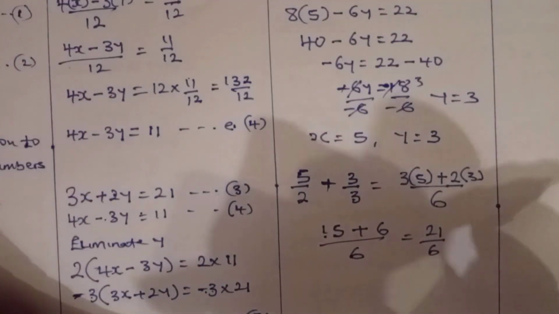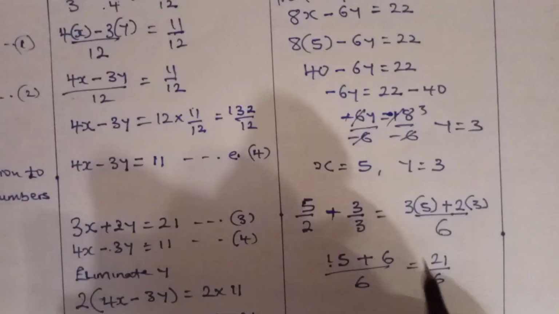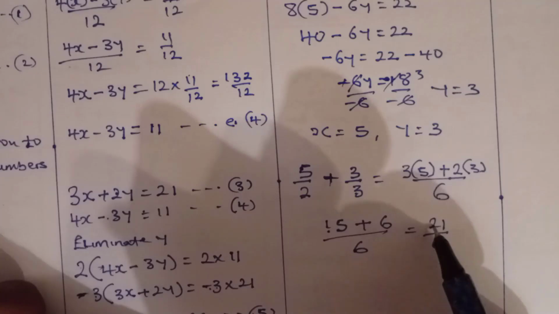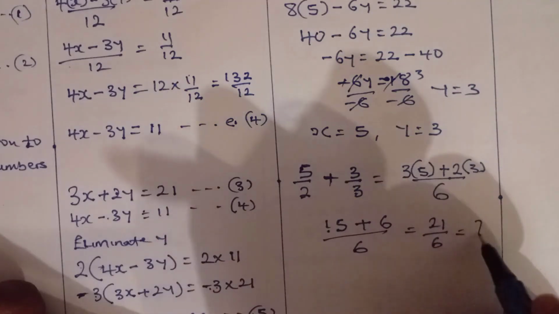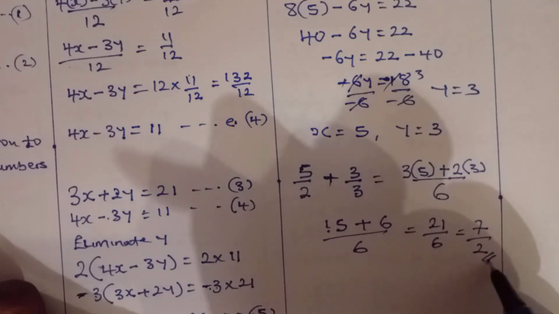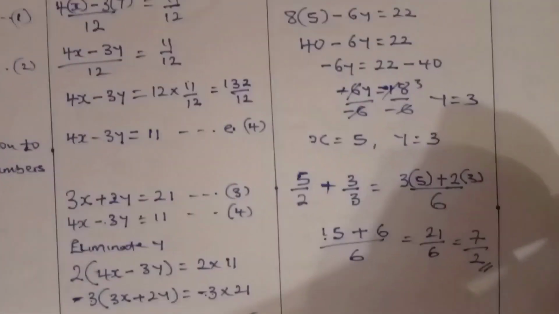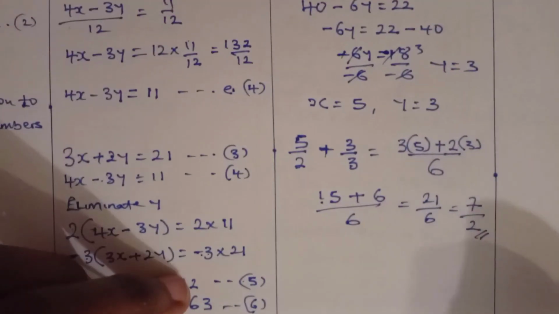Yeah, you might think that we solved it wrong. No, but we can reduce this again. So 3 can divide 21, which is going to give us 7. And 3 can divide 6, which is going to give us 2. So that is the answer for this equation 1. So you can verify for equation 2.